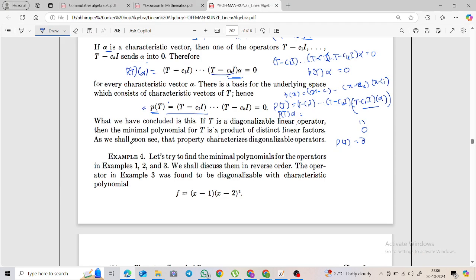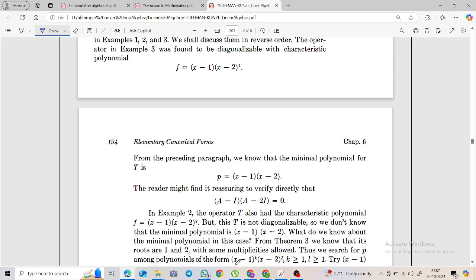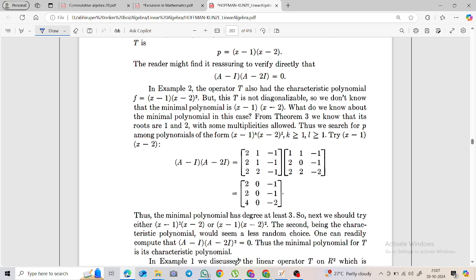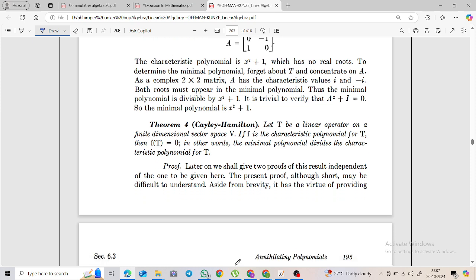Got it? We have concluded that if T is a diagonalizable linear operator, then the minimal polynomial of T is a product of distinct linear factors. As we shall soon see, these properties characterize a diagonalizable operator. That is, the opposite is also true: if the minimal polynomial is a product of distinct linear factors, then T is diagonalizable. We will prove it in one of the later sections. So example 4 and example 5, I expect you to see this at home.